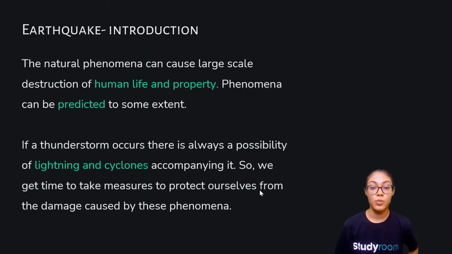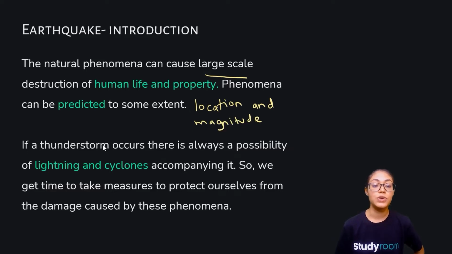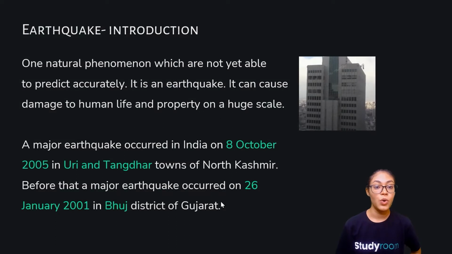Now, natural phenomena can cause large scale destruction of human life and property. Some of these phenomena can be predicted to some extent, like the location and magnitude of some phenomena. So, if a thunderstorm occurs, there is a possibility of lightning and cyclones accompanying it. So we get time to take measures to protect ourselves from the damage caused by these phenomena, right?